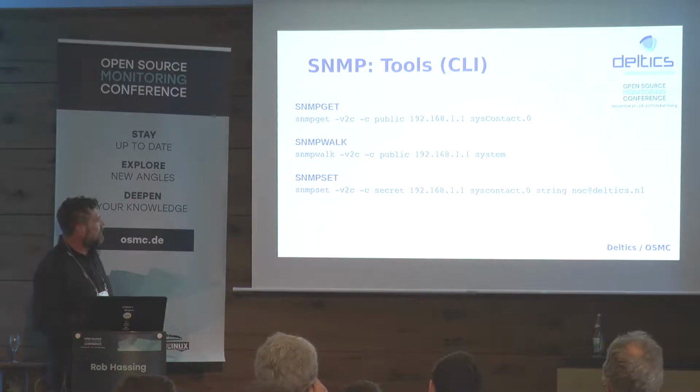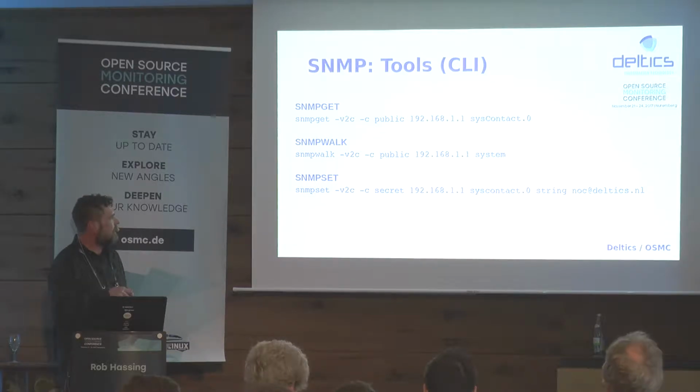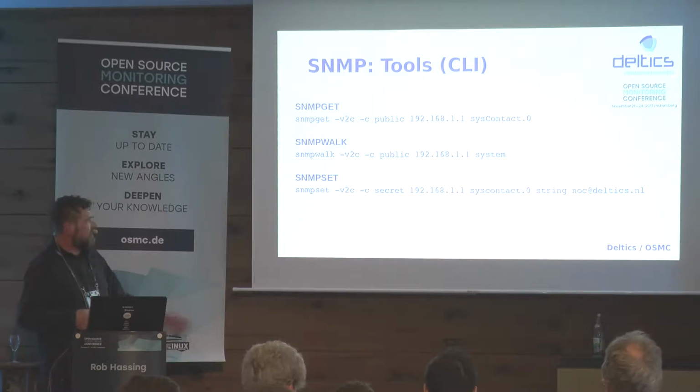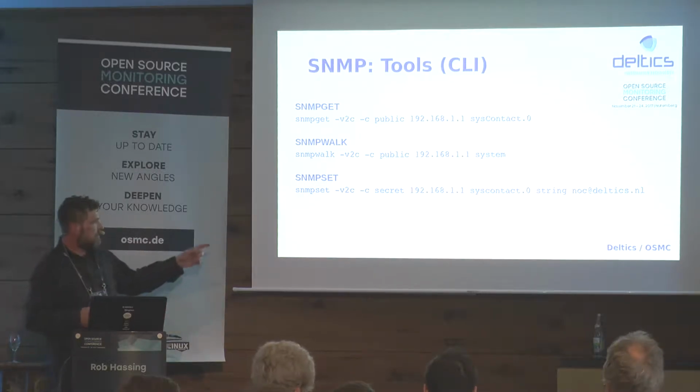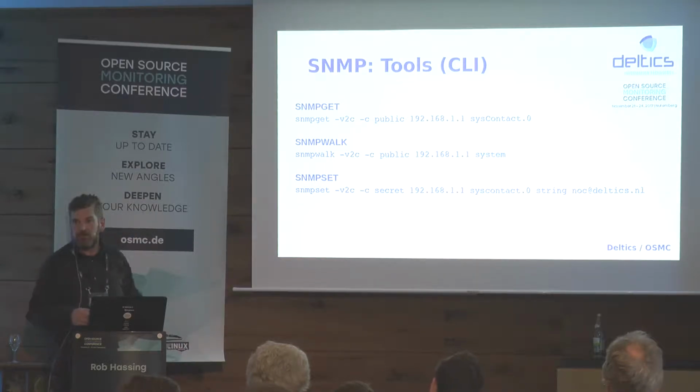An SNMP set. As you can see, I've written a different community string, a very secret community string. This is the read-write community string then, because we can make a differentiation between a read-write and a read-only community string. And then we can set the information. In this case, we set the syscontact. We know it's a string, and the string is knock@deltax.nl instead of my personal name. I prefer to have my colleagues also have a look.